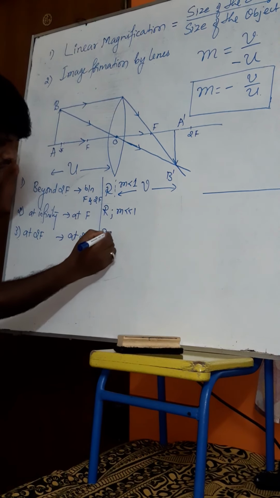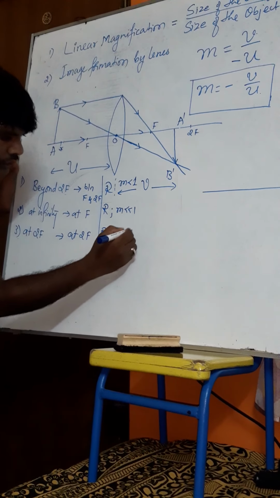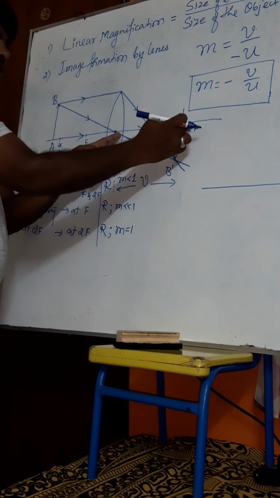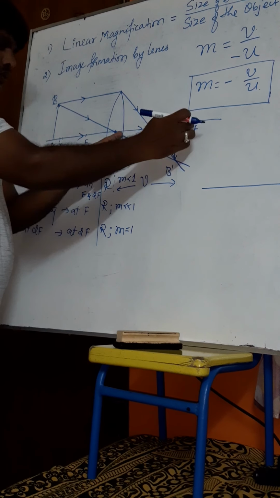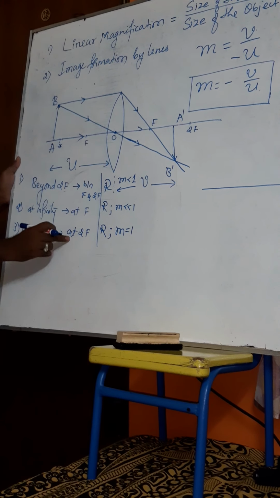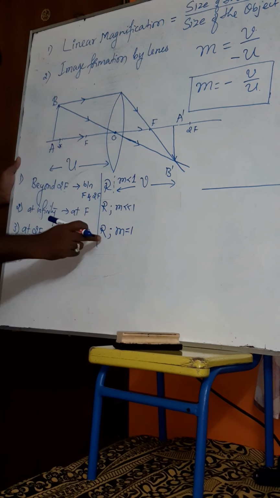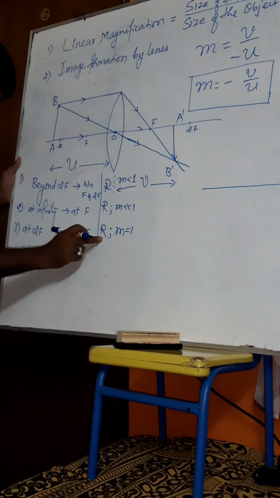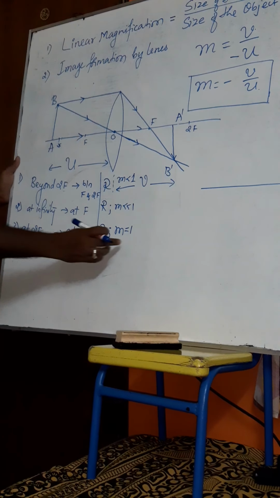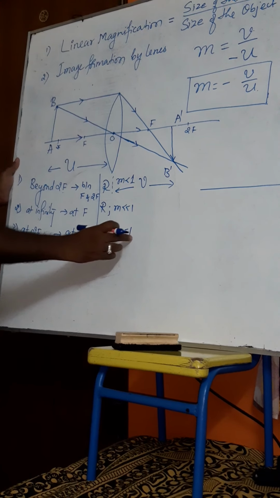So it is real, and magnification is equal to 1 because image distance is equal to object distance. Here it is 2f, here it is also 2f. So at 2f, the image is formed also at 2f, and the nature of the image is real, and it is equal to the size of the object. So the magnification is equal to 1.